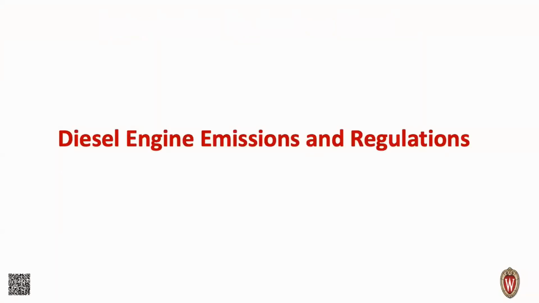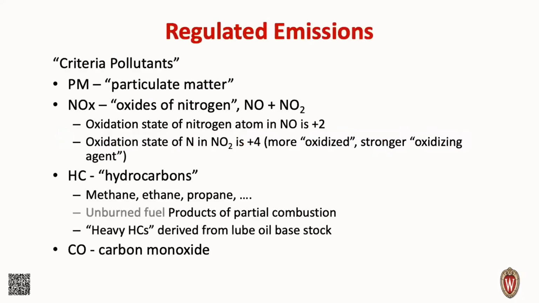So let's start with talking about what diesel engine emissions are and why we regulate them. The regulated emissions, also called criteria pollutants, are things like particulate matter, also referred to as soot, and the nitrogen oxides, NOx: NO and NO2. One thing to just point out, the oxidation state of a nitrogen atom in an NO is +2, and in NO2 is +4, meaning that NO2 is a stronger oxidizing agent. And so when we talk about NO and NO2, NO2 is one we're going to pay specific attention to because it's worse.